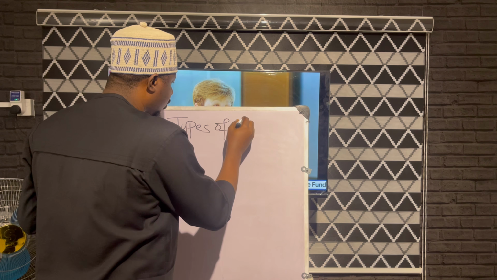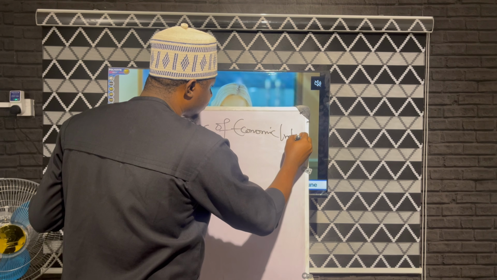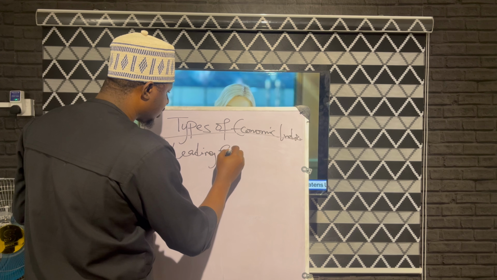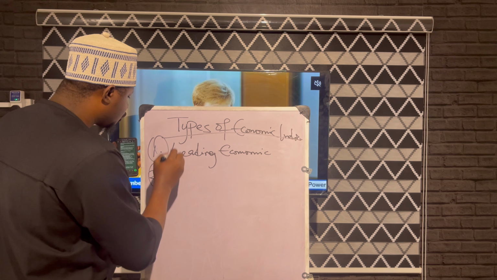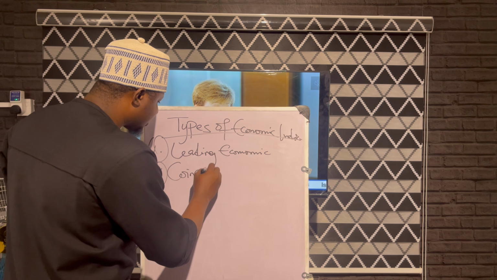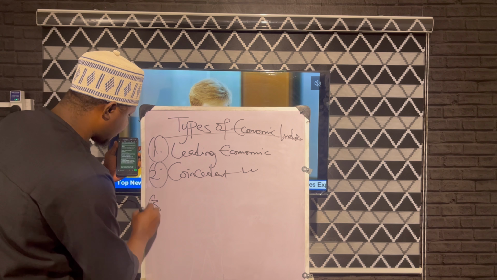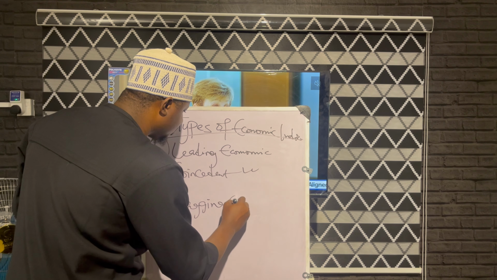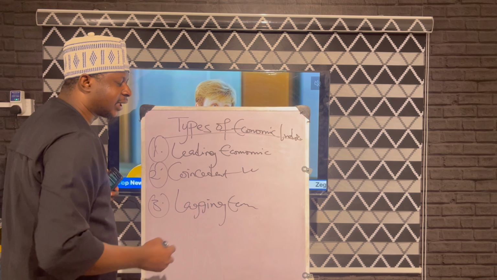Types of economic indicators. So we have one, the leading economic indicator. We have two, the coincident economic indicator. And we have three, the lagging economic indicator. Okay, the leading, the coincident, and the lagging.